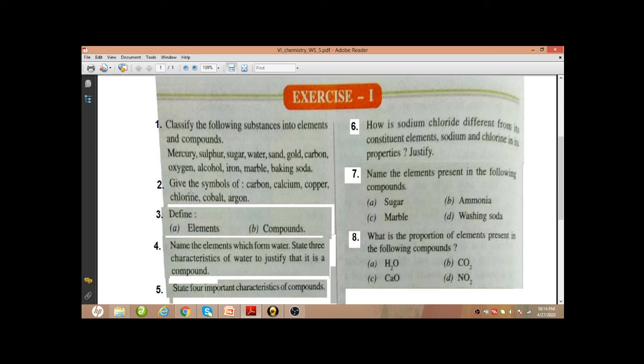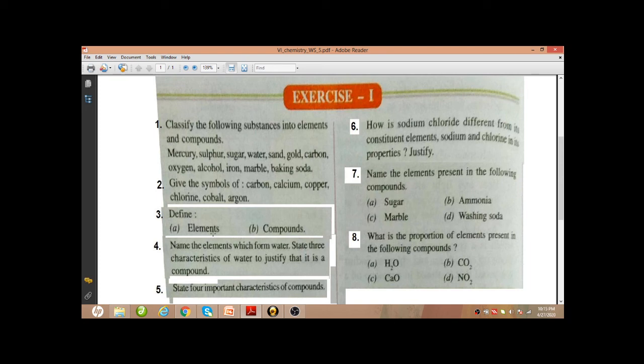Okay, next, give the symbols of carbon. Carbon is C, calcium Ca, copper Cu, copper is Cu, cuprum, chlorine Cl, cobalt Co, argon Ar. Okay, next, define elements and compounds. This you will do on your own, you will get the answer in the study material.